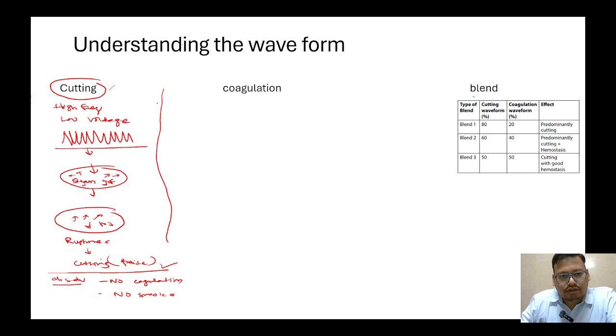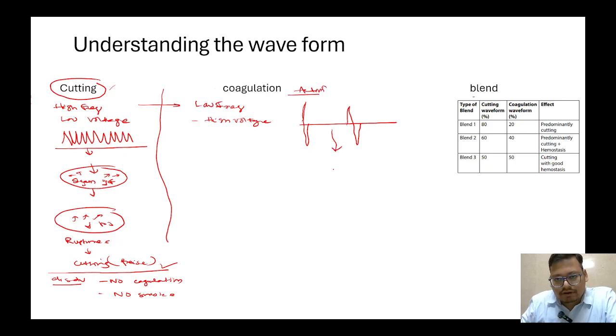For coagulation mode, it has the opposite. This is low frequency and high voltage. Low frequency means high voltage. This is one wave. This is another wave. This is a period of activation, and this period is called the period of deactivation.